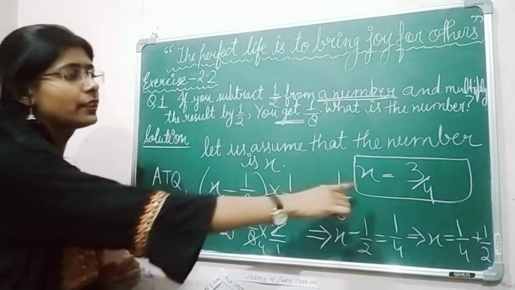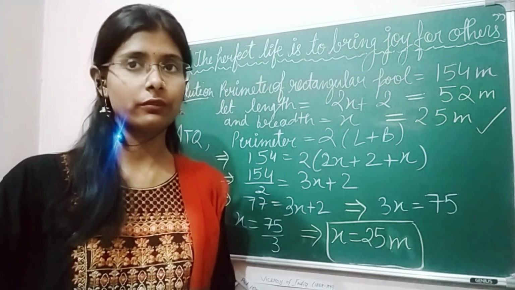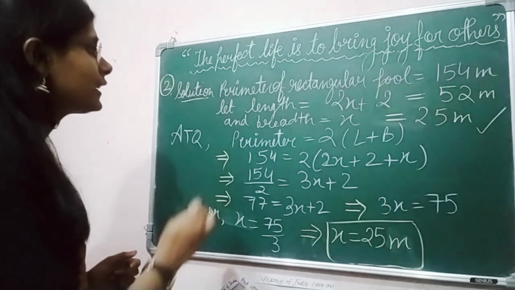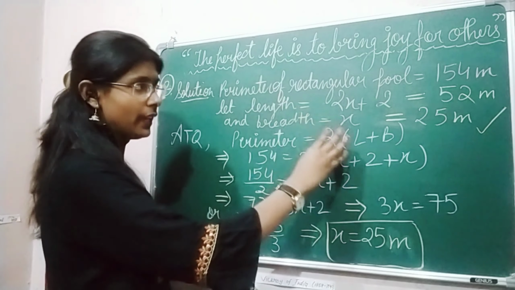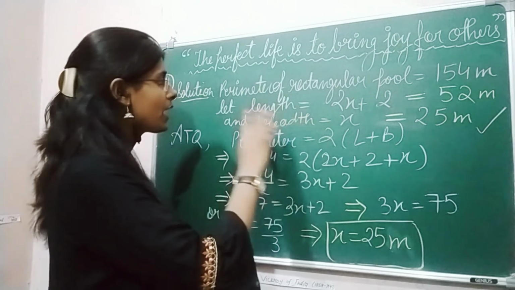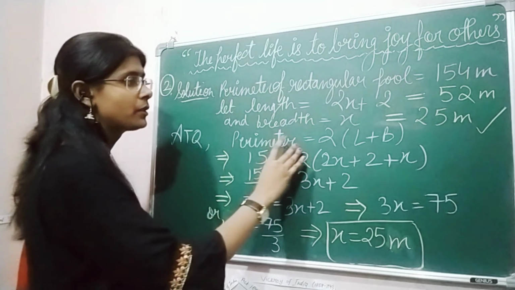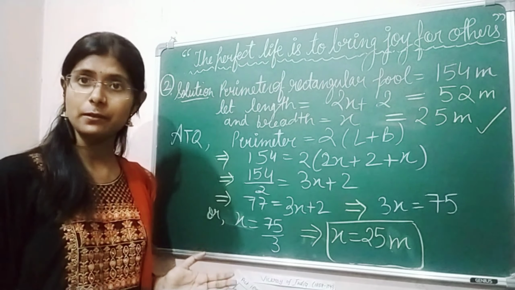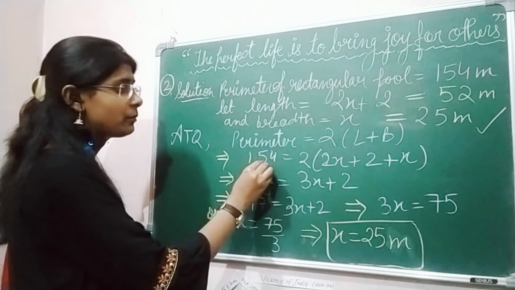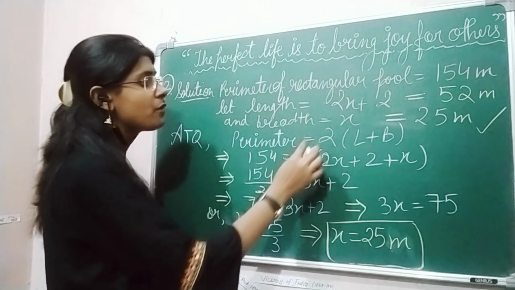Now let's see question number 2, that is the perimeter of a rectangular swimming pool is 154 meter. The length of it is 2 more than twice of breadth. Then find what are the length and the breadth of this pool. See, they said that breadth is x and according to them the length should be twice of it and 2 more than it. Then we will be using the perimeter of rectangle, that is 2 times l plus b, right? Put the value of perimeter, you will get 154. 2 as it is copied.